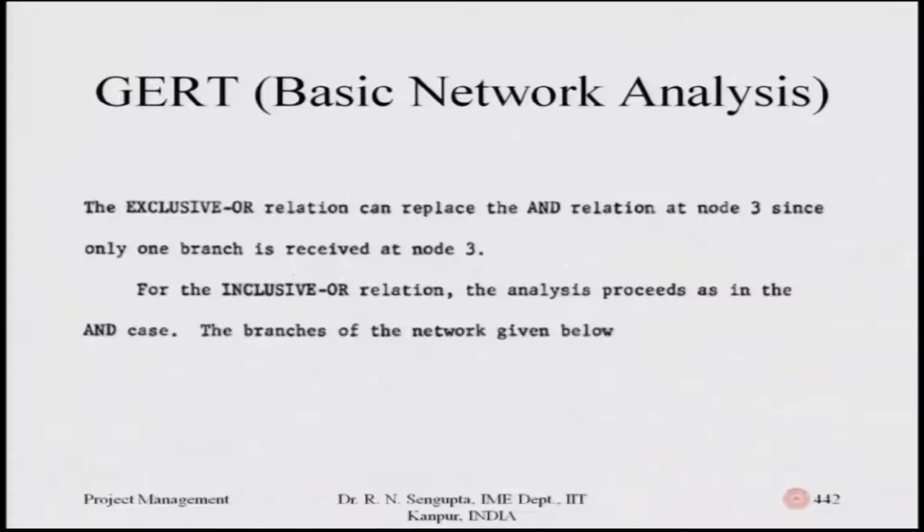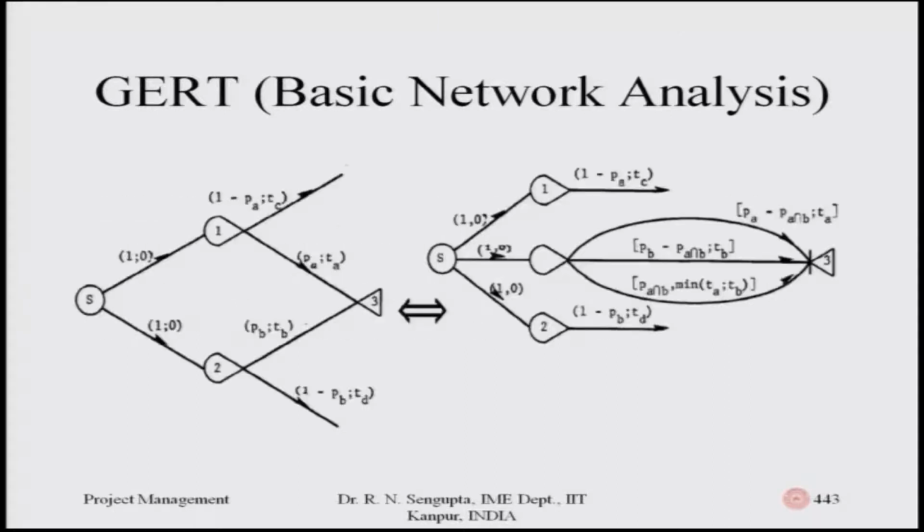For the inclusive OR relationship, the analysis procedure is as in the AND case, the branches of the network are now given in the next slide for the convenience of the students. So, now if you see the diagram which is there on the left, I will try to highlight it using yellow color. If I am able to do the color specification, let me try my level best.